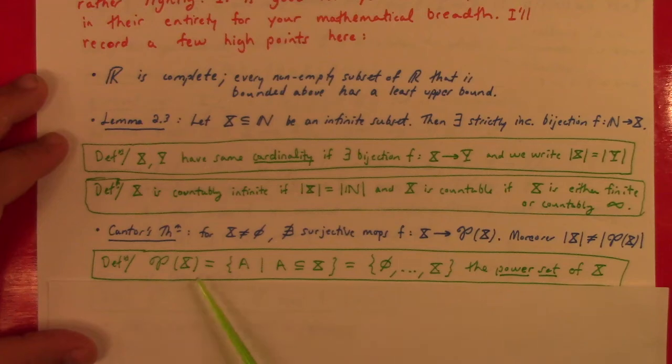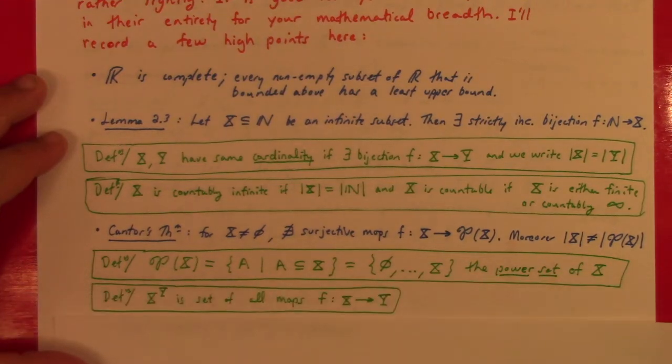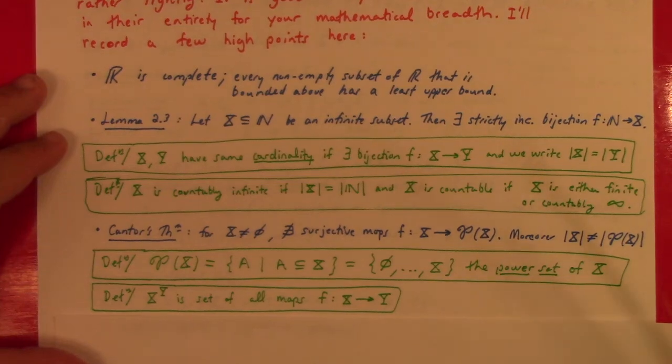The power set is the set of all subsets. So P of x is the set of A such that A is a subset of x. This is everything from the empty set all the way up to the set itself. This is the power set of x. All right.